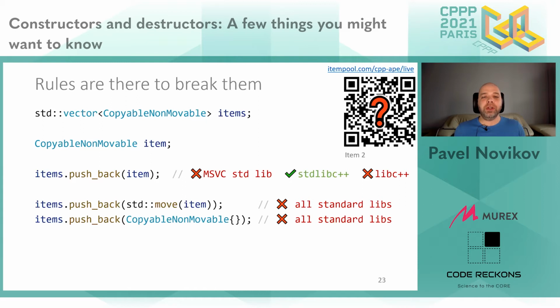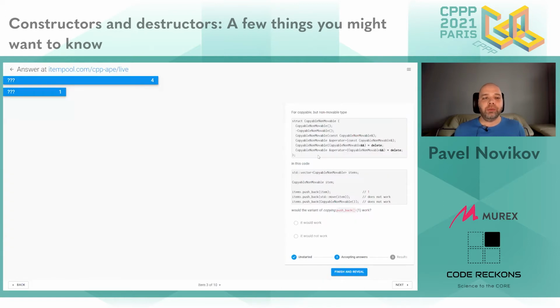And so when we try it, the MSVC standard library refuses to compile it. And so does libc++. It doesn't work with that. But it does work with libstdc++, which is GCC's default standard library. And the question is, who is right? Let's head over to the questions. And we have a strong preference for one variant. Either it is right or it is not right. So let's see the answer.